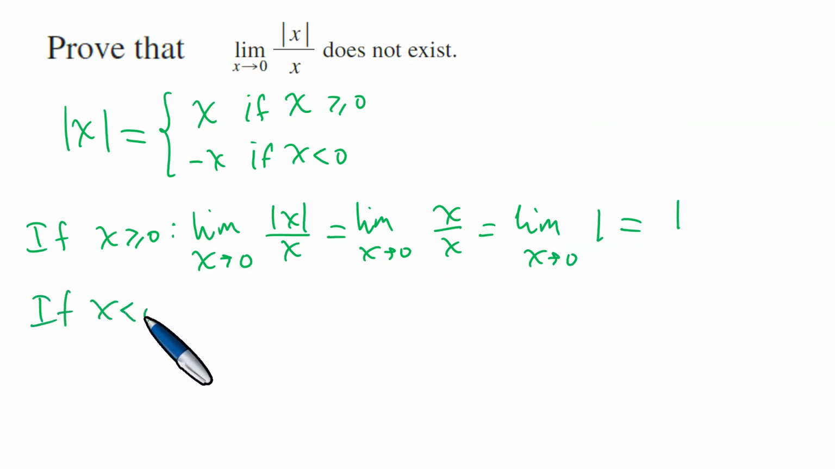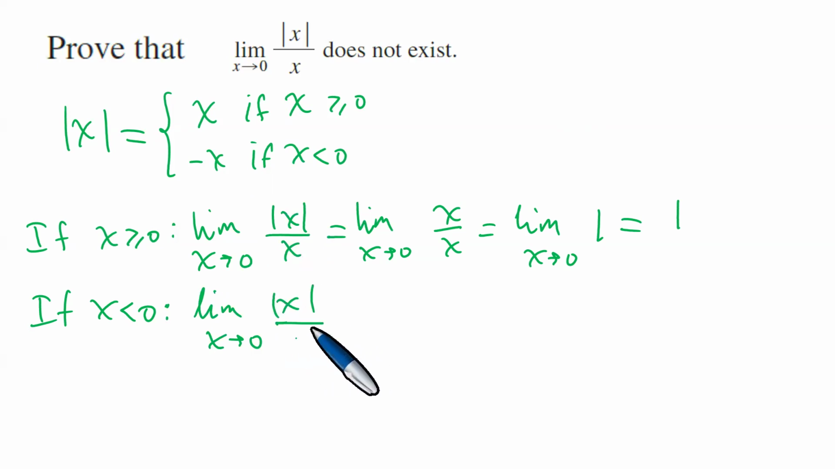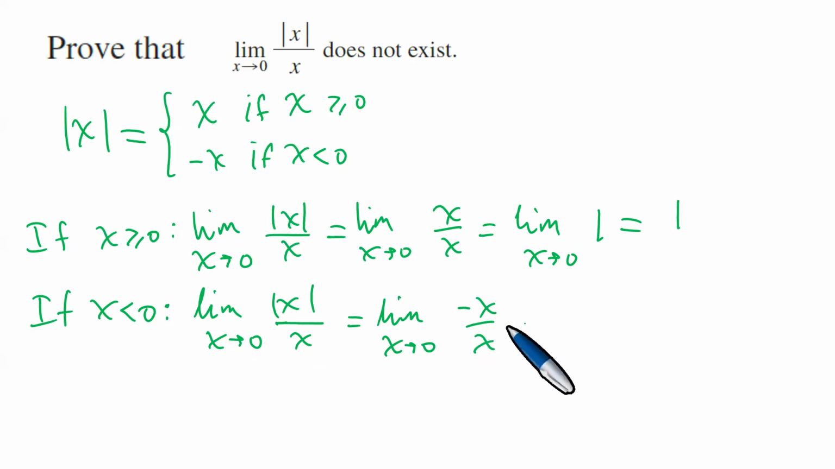So if x is negative, with x approaching 0, we consider the bottom case. Because if x is negative, the modulus of x is just minus x over x. What is minus x over x? It is minus 1. The limit is minus 1.